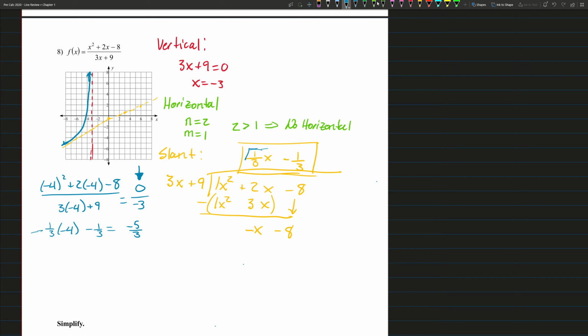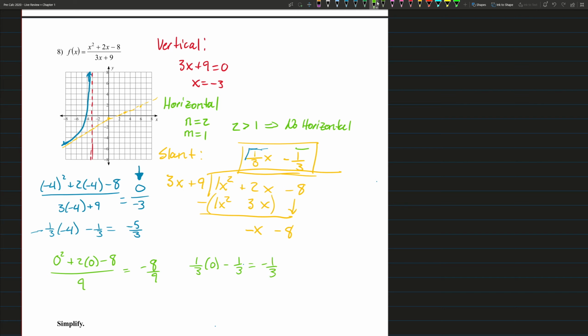Then we test to the right. So let's test 0. If we test 0, we get 0 squared plus 2 times 0 minus 8 all over 3 times 0 plus 9. So we just get 9, so negative 8/9. If we plug that into our line, we get 1/3 times 0 minus 1/3. So we get negative 8/9 and negative 1/3.